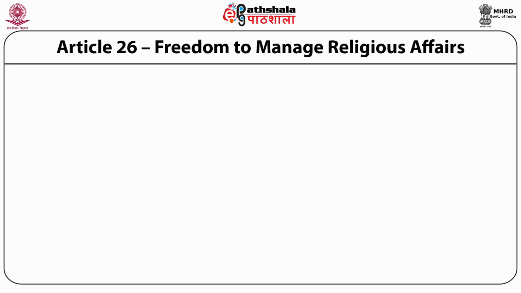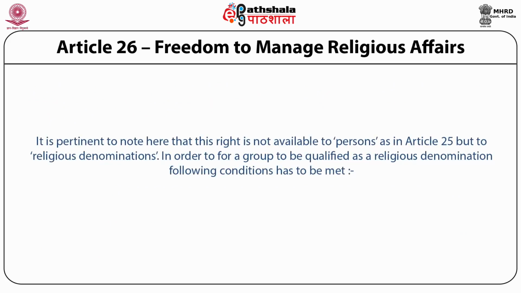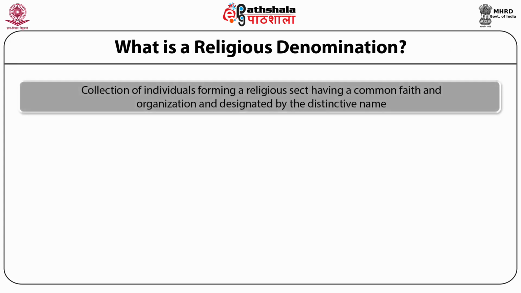Let us now break down each of these four clauses. It's pertinent to note here that this right is not available to persons, i.e. individuals as in Article 25, but to religious denominations as a group. In order for a group to qualify as a religious denomination, the Supreme Court has laid out certain conditions. So what is a religious denomination? According to the Supreme Court, a religious denomination is a collection of individuals forming a religious sect having a common faith and organization and designated by a distinctive name.